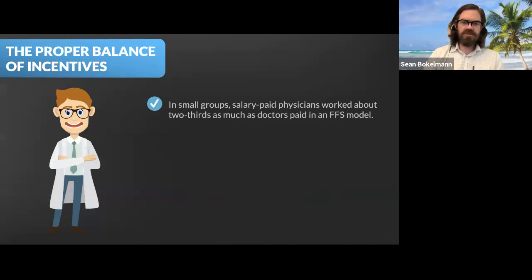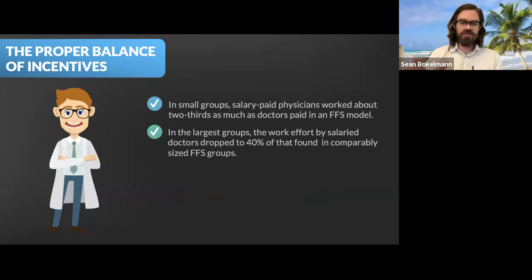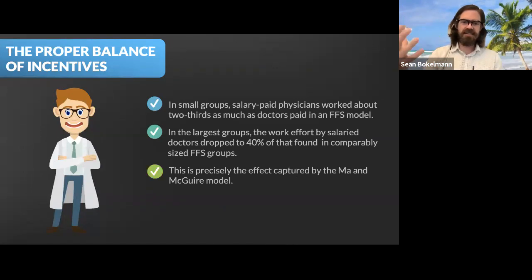In small groups, salary paid physicians worked about 2/3 as much as doctors in the fee for service model. And in the largest groups, the work effort dropped to about 40%. So a 60% decrease, right? So just as we would expect, it's a problem. Doctors that are paid salaries shirk, and it's worse when the doctors are part of a larger group. That's exactly the effects that are captured by their theoretical model.